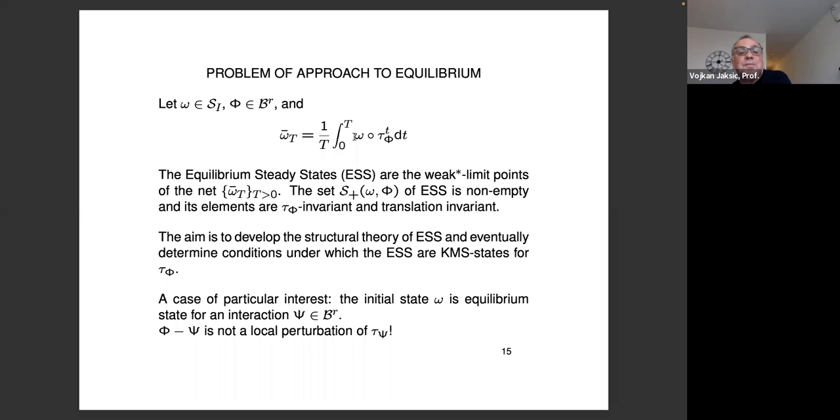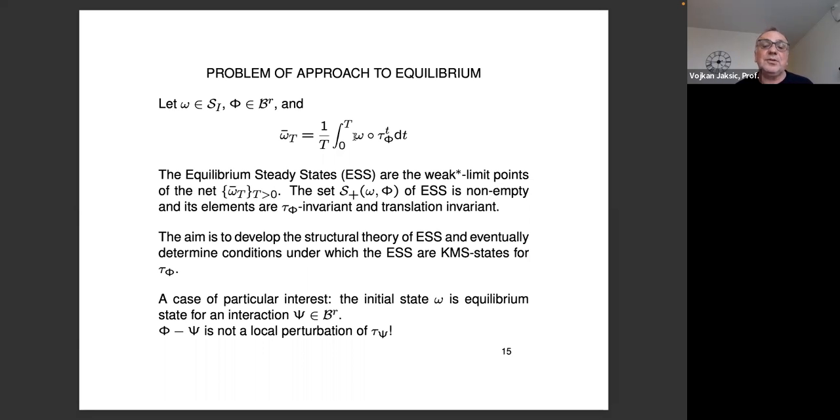And the aim is similar to the one that we had in 2001 when one started with the development of non-equilibrium theory. One would like to study the structural theory of equilibrium steady states and eventually determine conditions under which these limiting states will be KMS states for a dynamics tau phi. If this happens, then one will have a phenomenon of approach to equilibrium. One would have a justification of the zeroth law: you start with some translationally invariant state that is far from equilibrium, you evolve it with respect to regular dynamics, and the system will relax to the equilibrium states with respect to that dynamics.